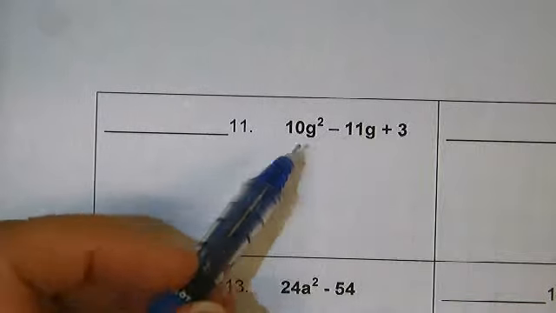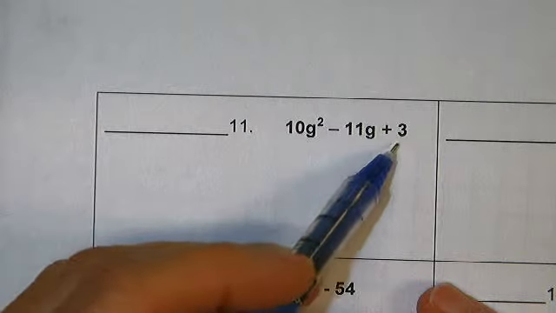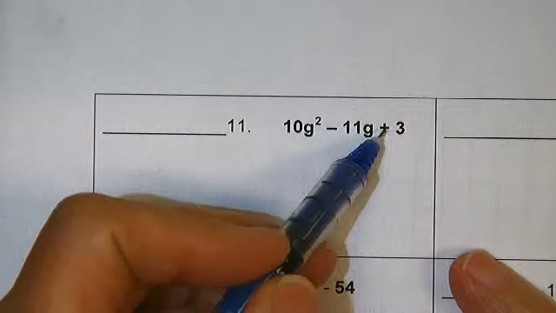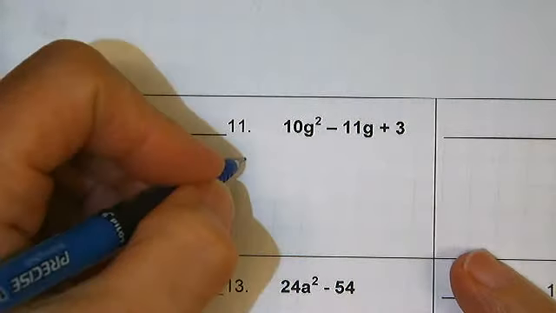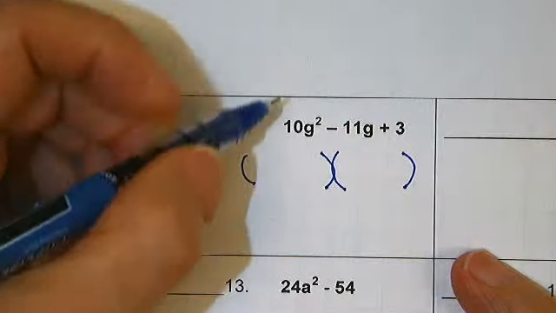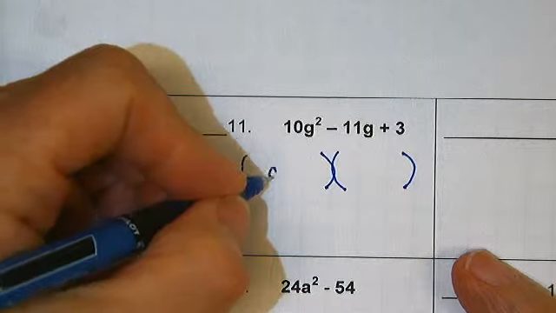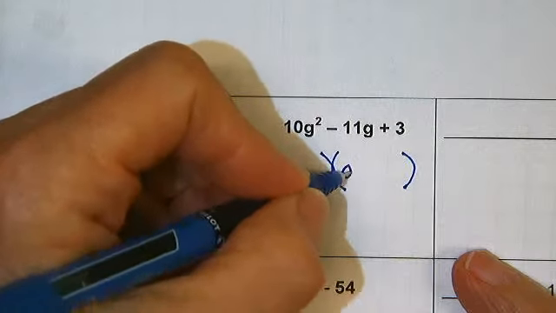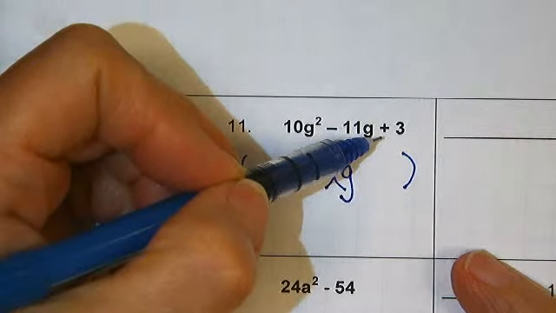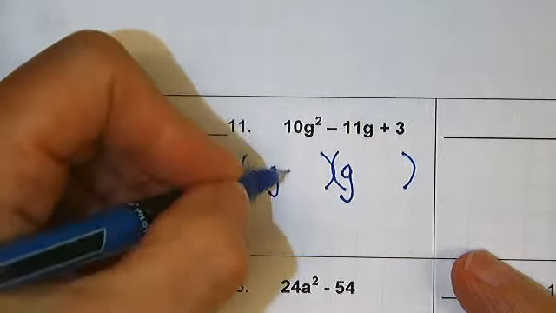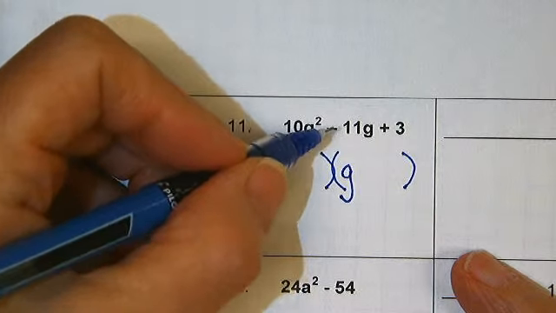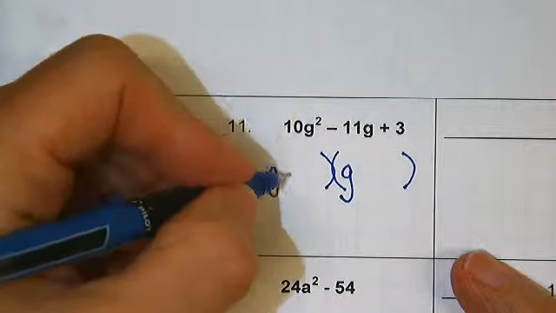Problem 11. 10g squared minus 11g plus 3. The small number here leads me to believe this should be pretty straightforward. I have a g and a g. My signs are going to match. They have to be the same. Are they going to be positive or negative? They're going to have to be negative.